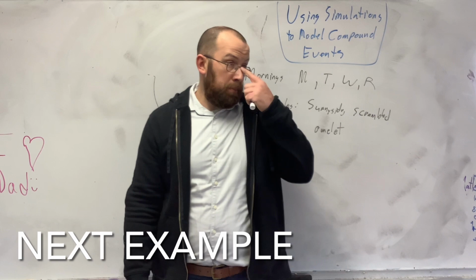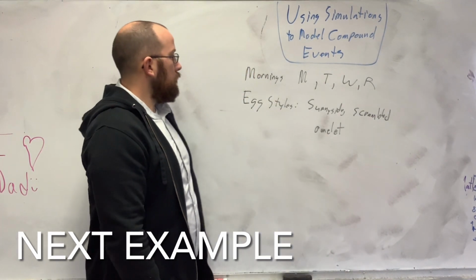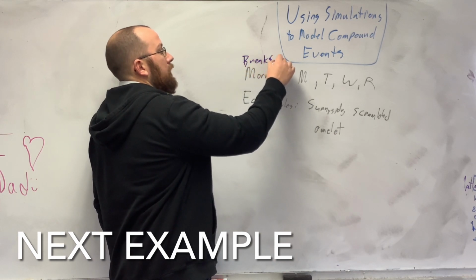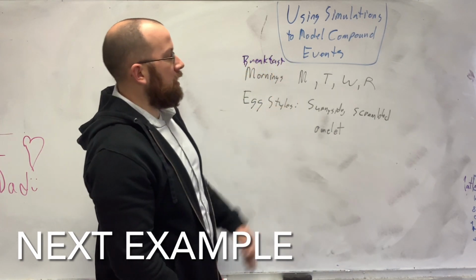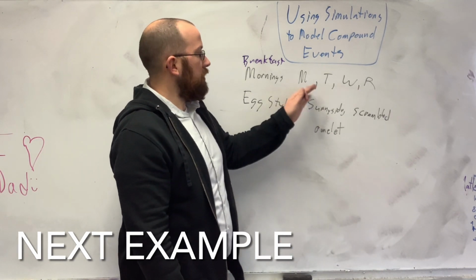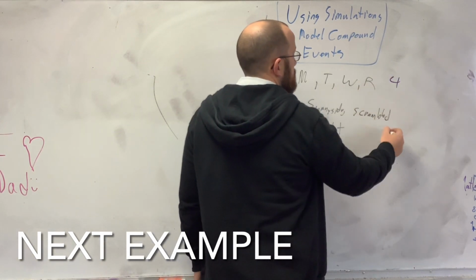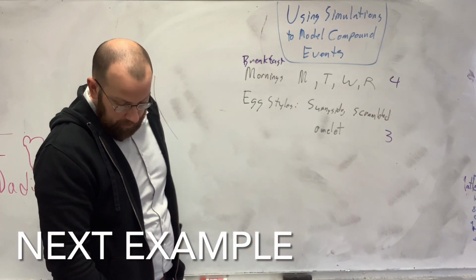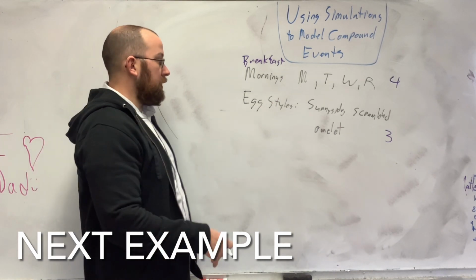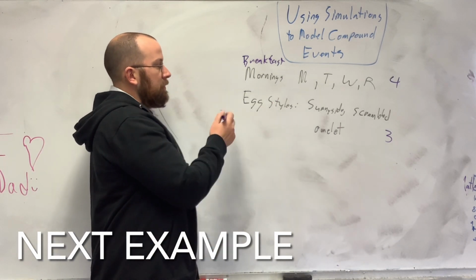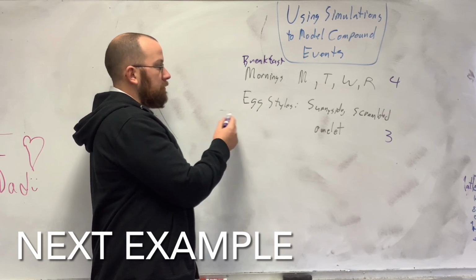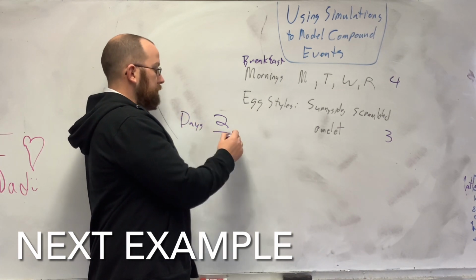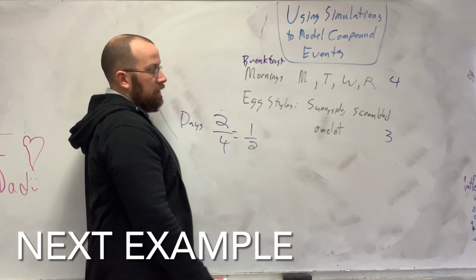Here's our next example. I'm calling this breakfast mornings. Because Friday, Saturday, Sunday we don't eat breakfast those days, we have 4 days here, and we have 3 choices here. So what are the chances that I'll have an omelet on Monday or Tuesday? Monday or Tuesday is 2 days out of the possible 4, so that's 1/2 of the days it could happen on.